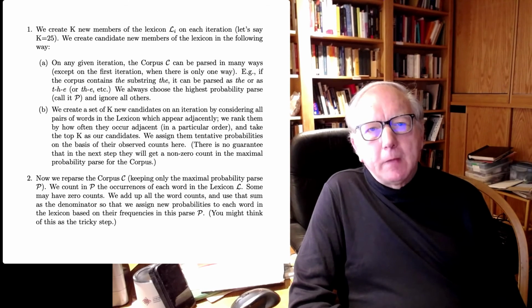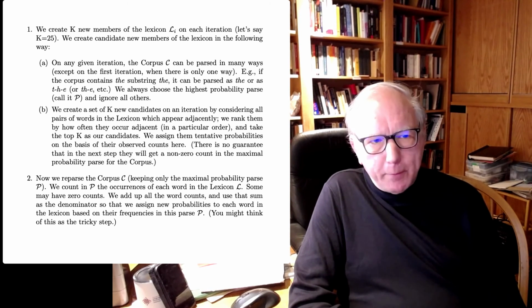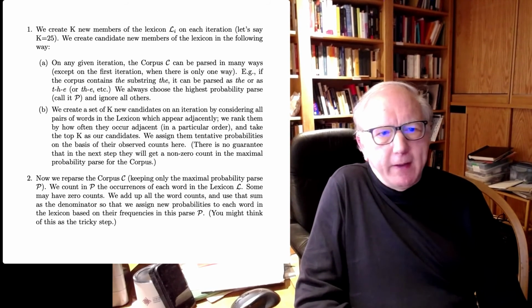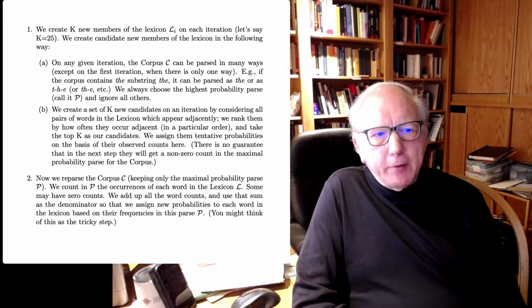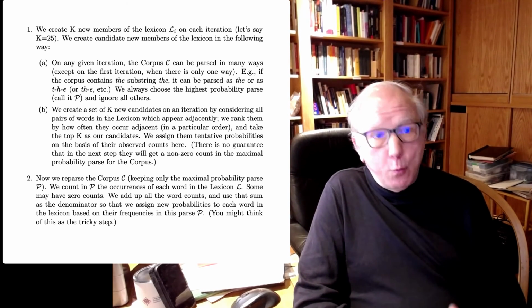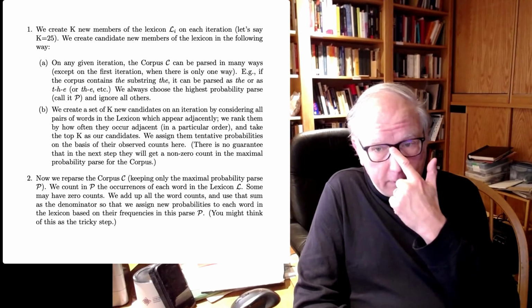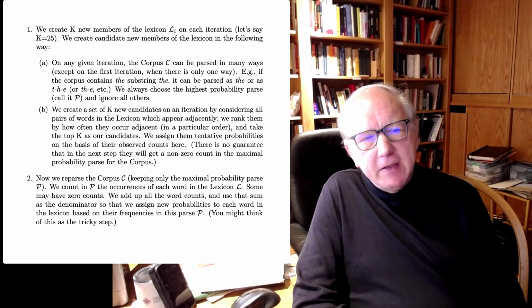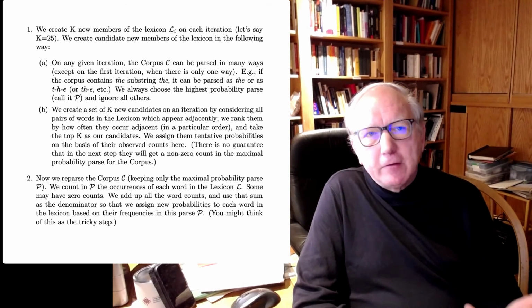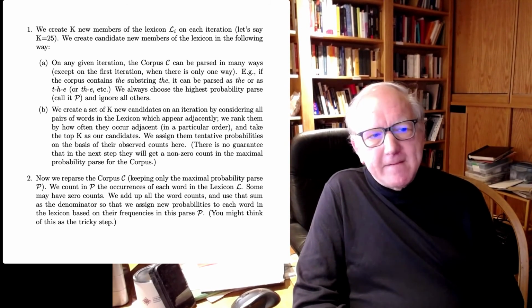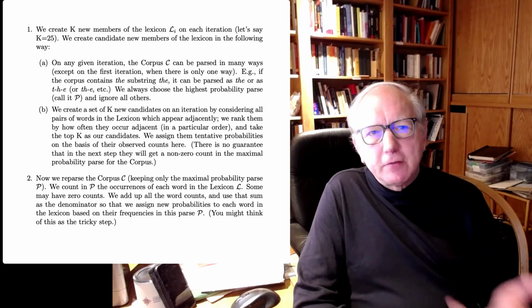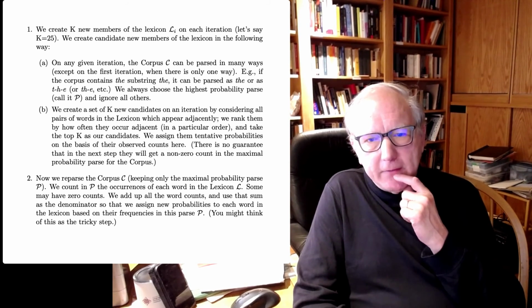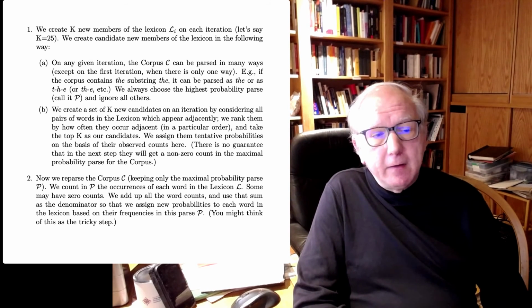On any given iteration, we know the corpus, C, can be parsed in many ways, except on the first iteration when there's only one way. So, for example, if the corpus contains the substring THE, then it can be parsed as the word THE. After a couple of iterations, THE is already a word there. Or it might be parsed as T, H, E, because each of those letters is a member of the lexicon. And it might be parsed as TH followed by E, if TH is a member of the lexicon, which it will be by iteration 2.